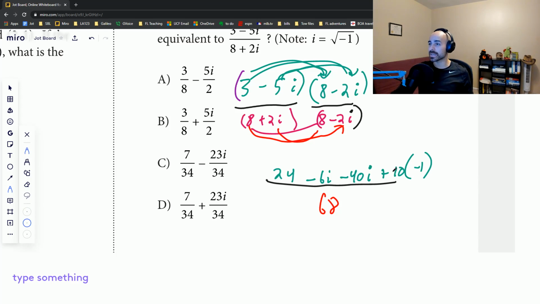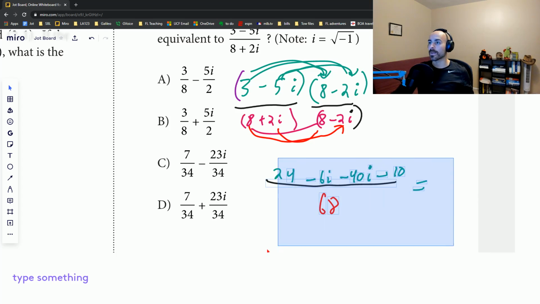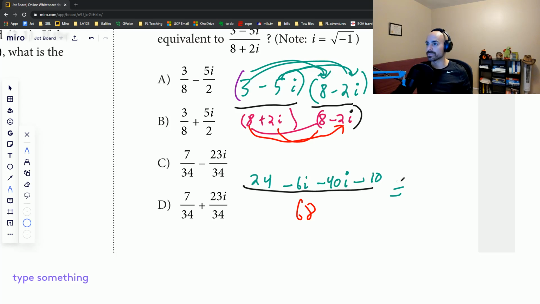So it flips again. Take your time on these, because that's where a lot of mistakes can be made, and they typically count on you to do that. You can tell, because that's what the answer choices have. It's like what happens with the common mistakes. And then once we're done combining our like terms here, 24 minus 10 gives us 14. Then negative 6i minus 40i gives me negative 46i. It's okay that we have an imaginary number in the numerator. You just don't want it in the denominator. And then that's all over 68.